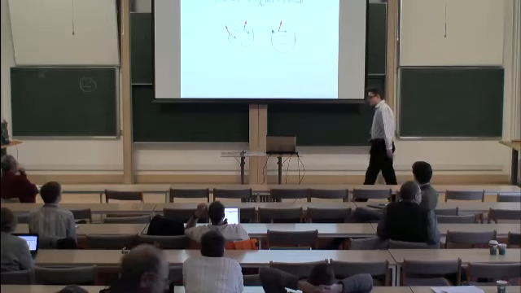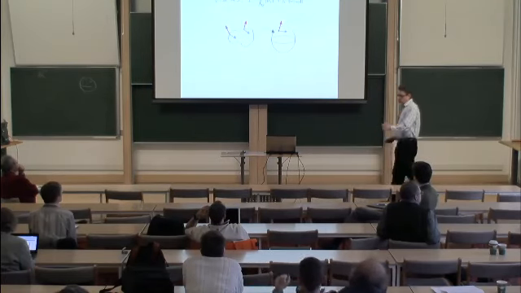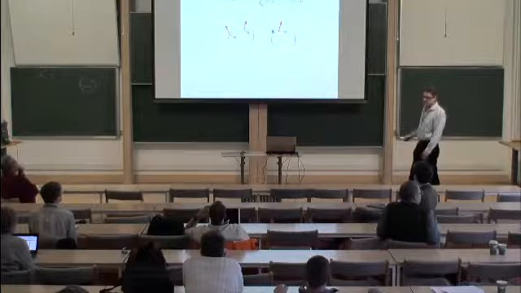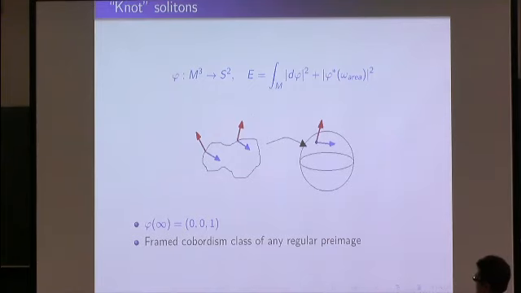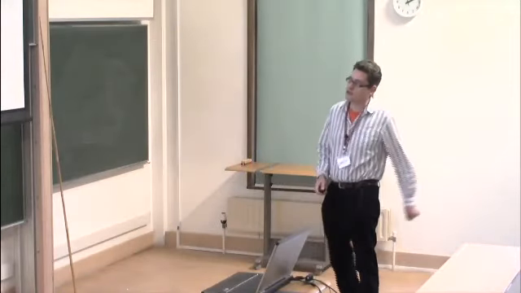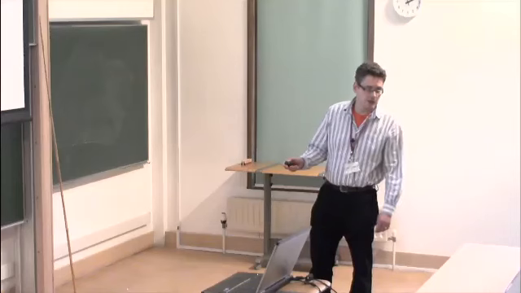What I want to point out actually is that this is a bit of a misnomer. These things are called knot solitons, but the knot is really of no topological significance. What is of topological significance is the framed cobordism class of that knot. So what am I saying here? If M3 is R3, I'm imposing this boundary condition at infinity. So the thing which is a homotopy invariant of this map is the framed cobordism class of this framed link.